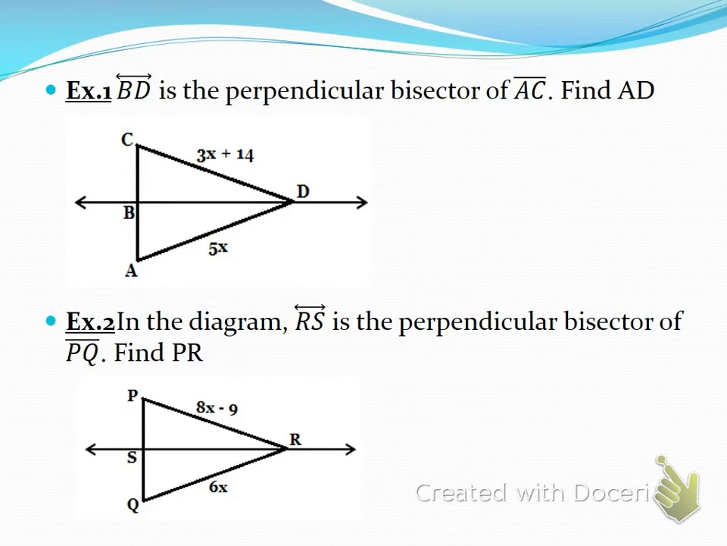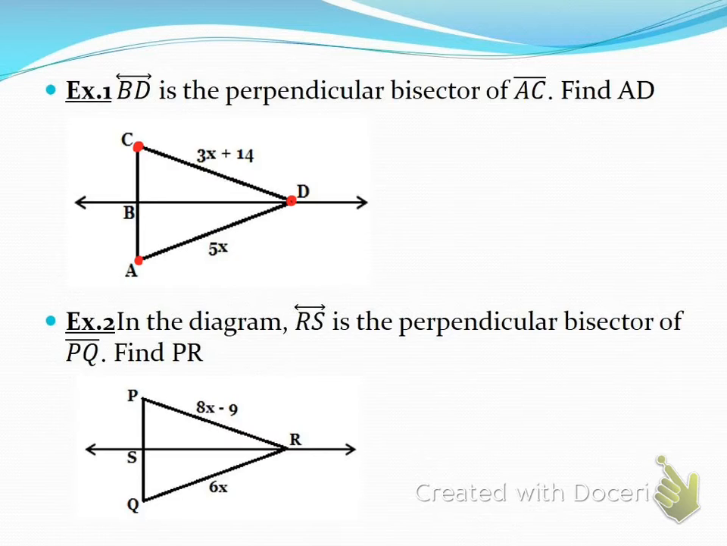BD is the perpendicular bisector of AC. We are asked to find AD. This is going to be a lot of repetitive thought processes and then a lot of algebra, so that should hopefully make this an easy section. If BD is a perpendicular bisector, then point D has to be equidistant from the endpoints A and C.